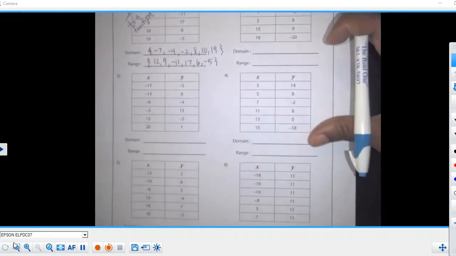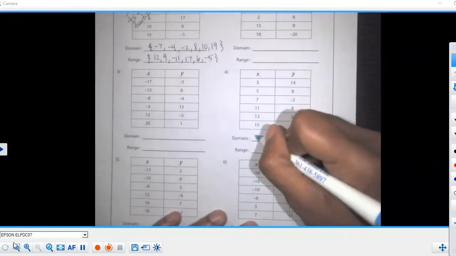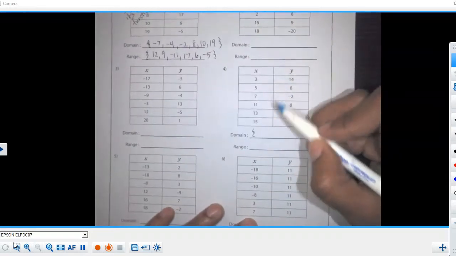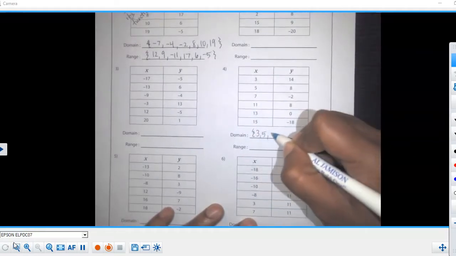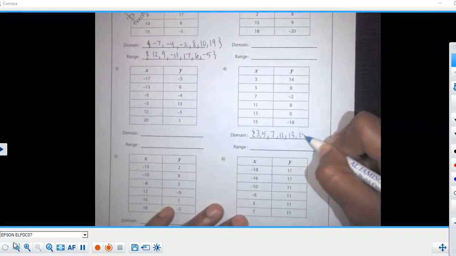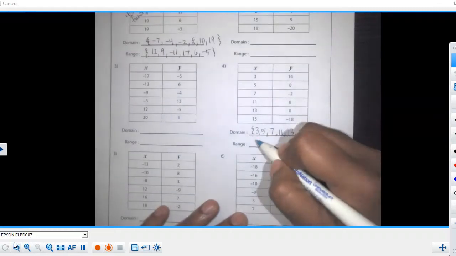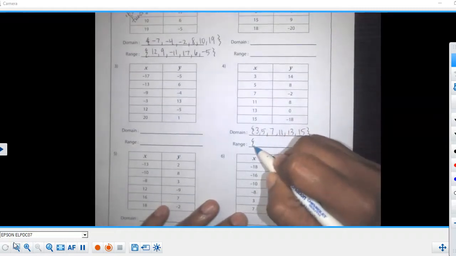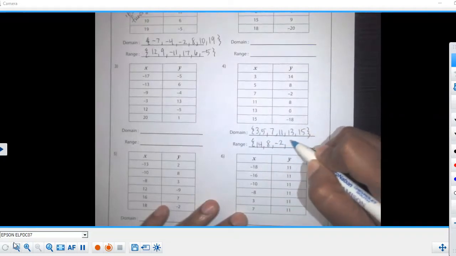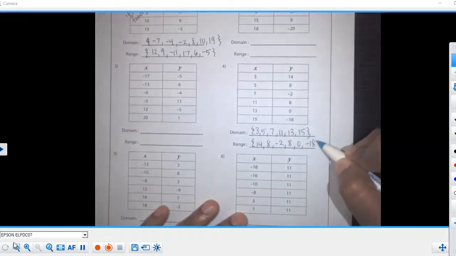Okay, let's go to another one. Let's jump to number 4. Okay, for number 4, they want the domain and range. So I put my little curly bracket, and I'm listing them from least to greatest, or what's here. So we got 3, 5, 7, 11, 13, and 15. Okay. All right, so I'm noticing they're all different. Now let's talk about the range values. That's the Y. So I have 14, 8, -2, 8 again, 0, and -18.